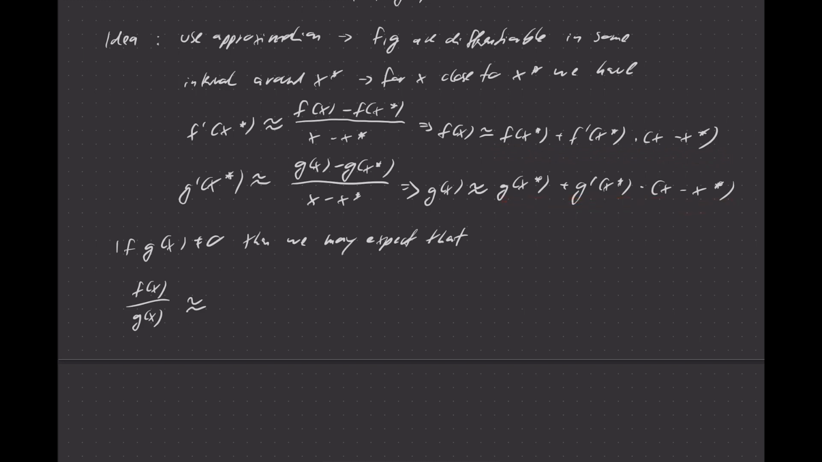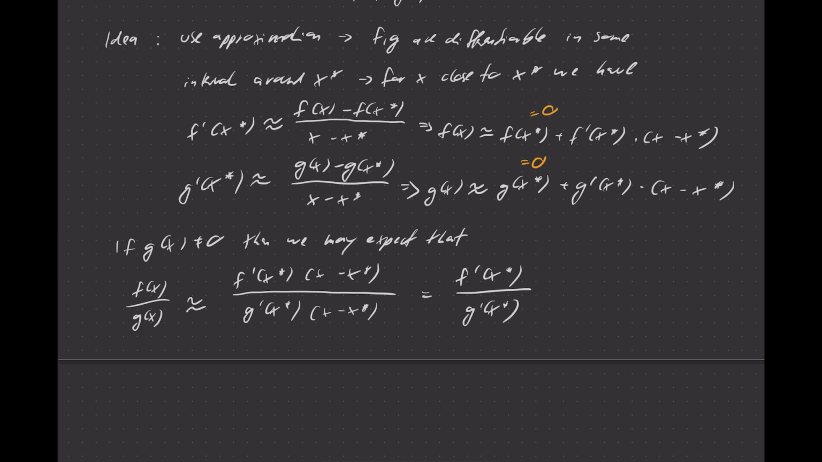And remember, we know that f of x star and g of x star are both 0. So we only have these terms left. That means what we get here is approximately f prime of x star times x minus x star over g prime of x star times x minus x star, which of course is the same as f prime at x star over g prime at x star.